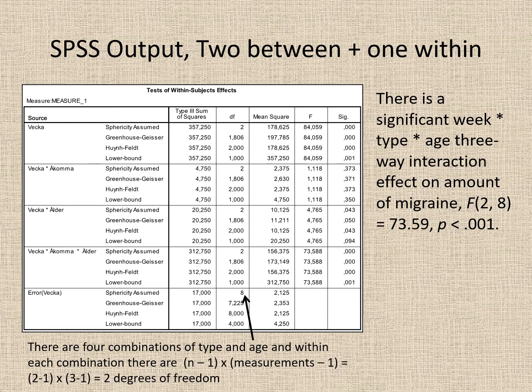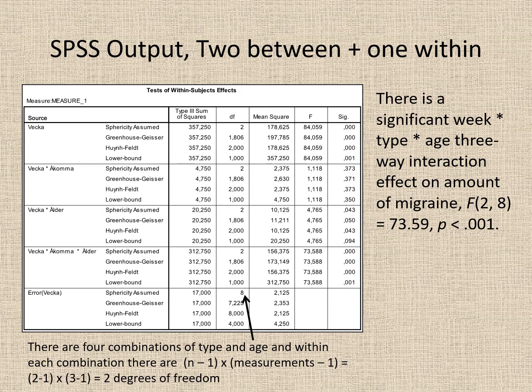What does that mean? Well, it means that the change over time, over those 3 weeks, in level of migraine, that change looks different depending on what age category you belong to. So we have a time by age group 2-way interaction. But that 2-way interaction depends on type of migraine, because we have a significant 3-way interaction. How would we continue from this?